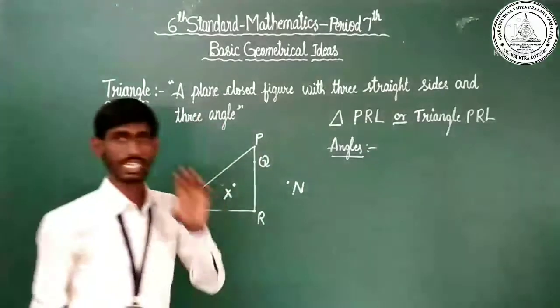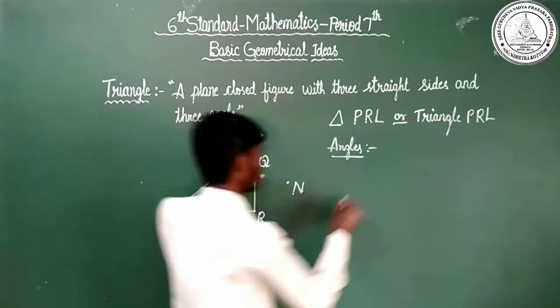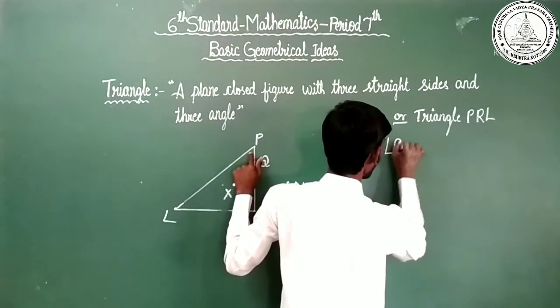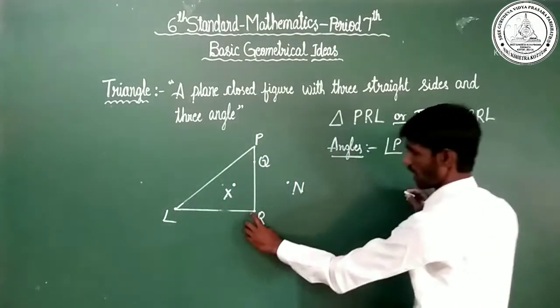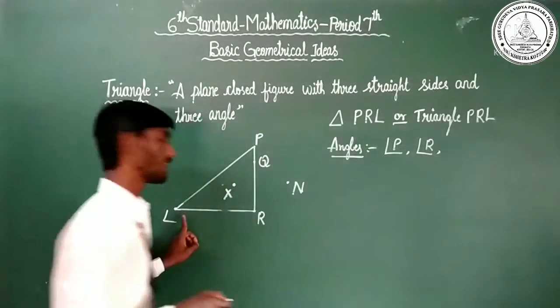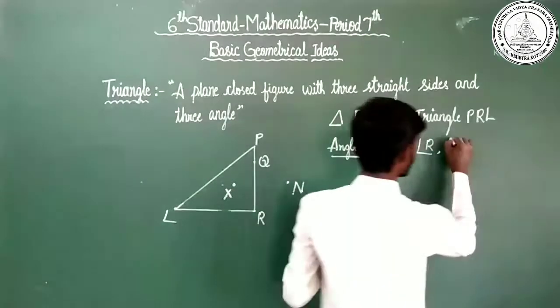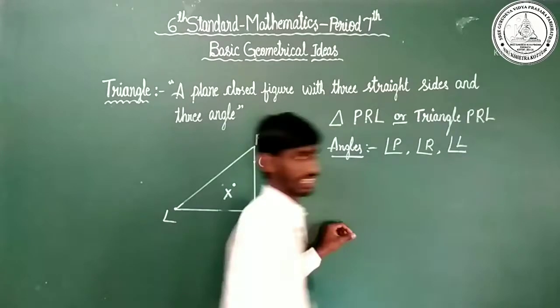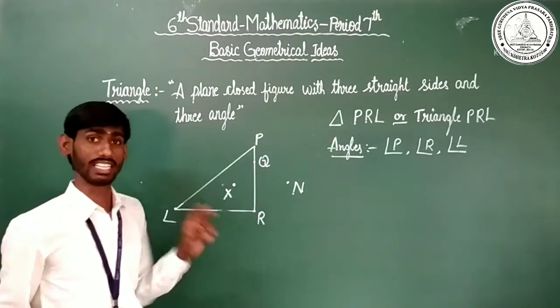Angles. How many angles? There are three angles. Observe here. Angle P, angle R, angle L. Okay. How many sides? There are three sides.